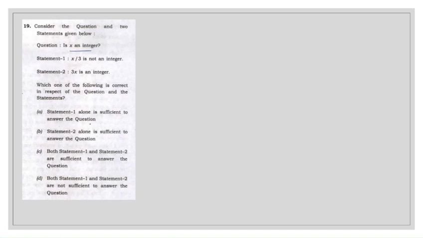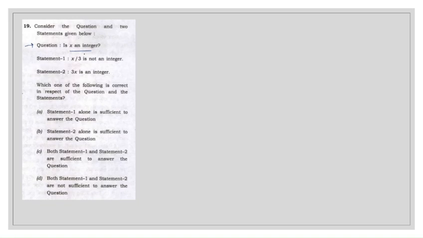Again the same type of question. We need to select the option according to which statements are necessary for us to answer this particular question, and whether we can even answer this question or not. Like, are both statements sufficient or not?